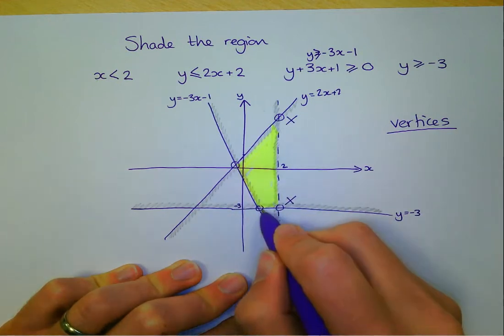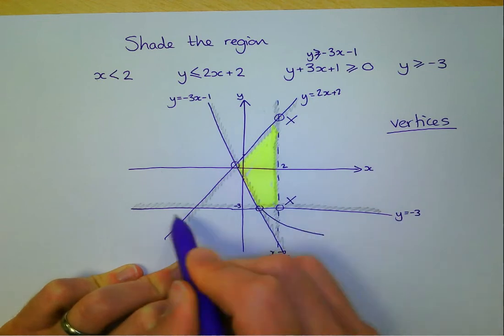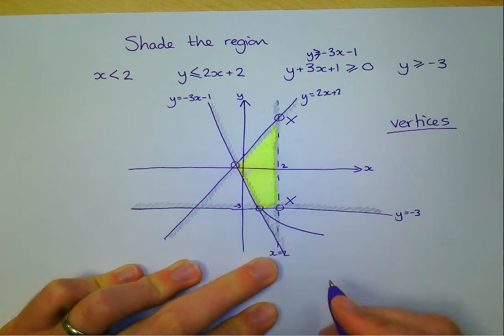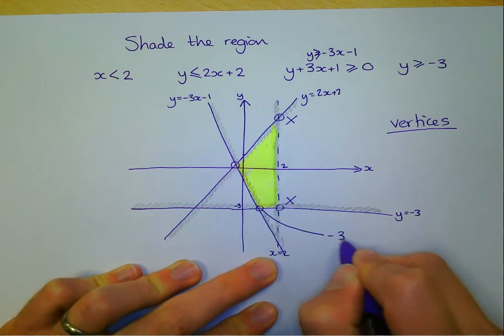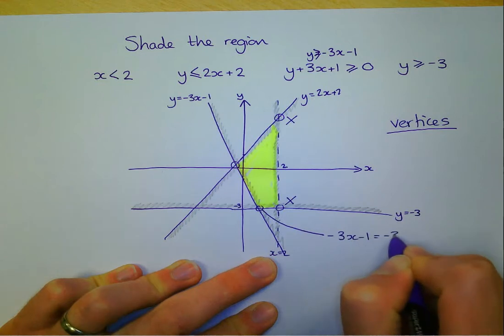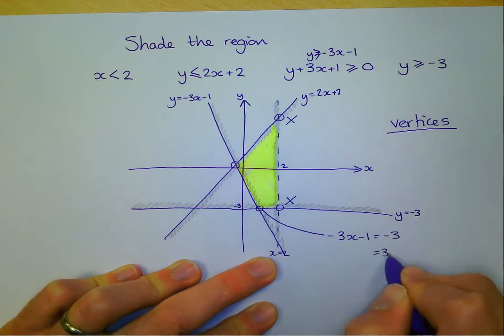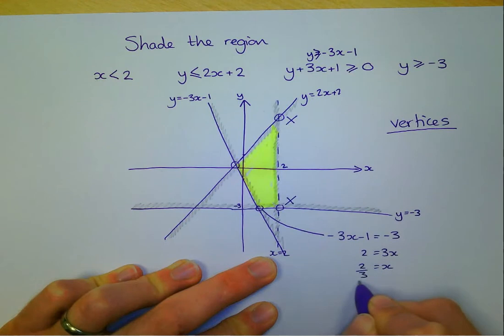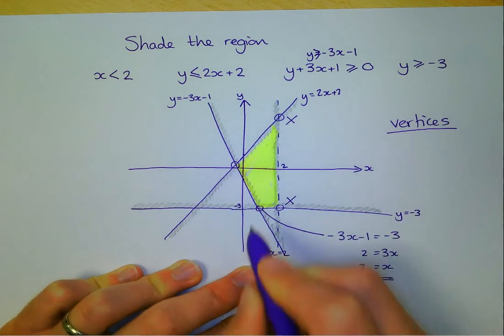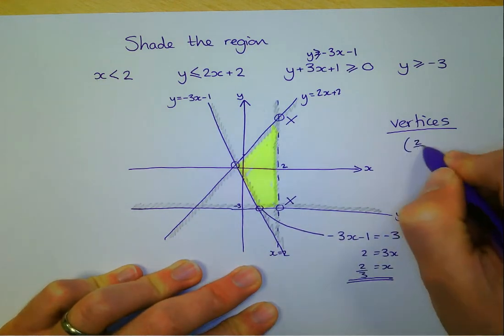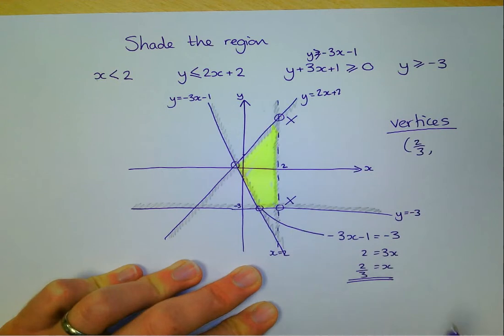To find this point is where this horizontal line and this line meet. So we can say, let's put them equal to each other, solve them as simultaneous equations. We're going to have 3x is 2, and x to be 2/3. Right. So we've got 2/3. Now we just have to find the y value, and that's easy, because the y is always -3 on that line.